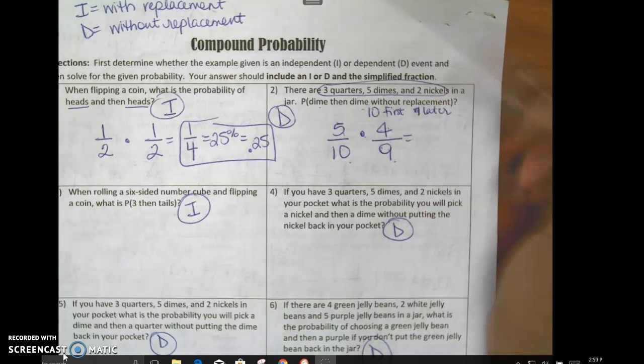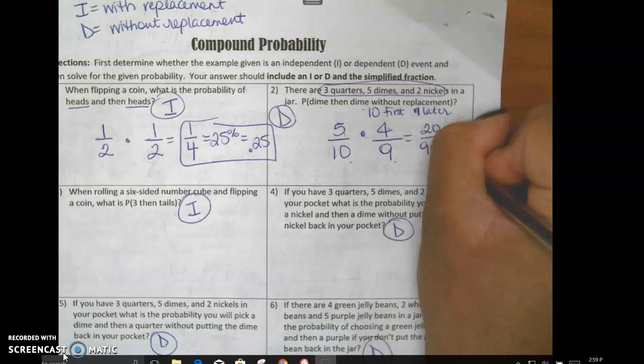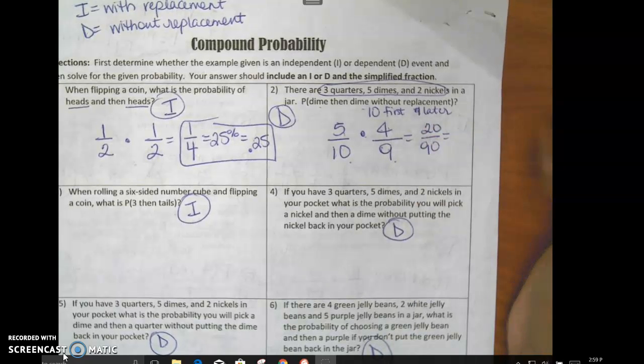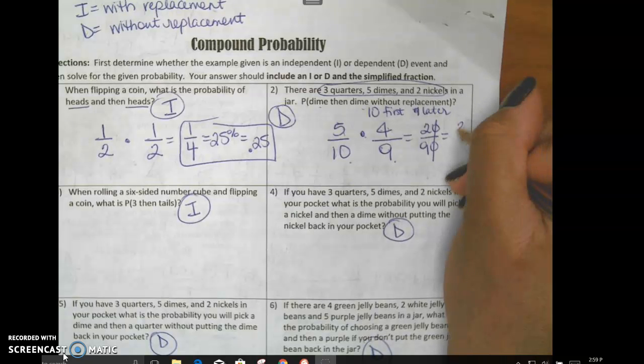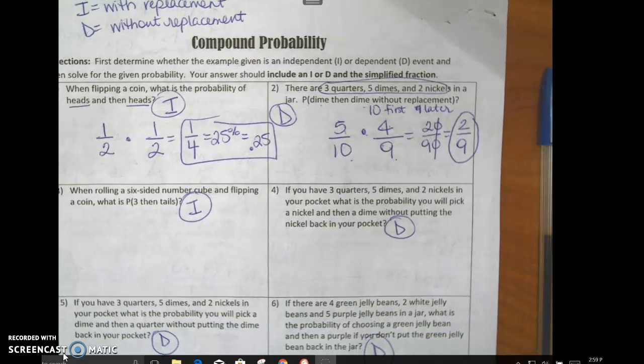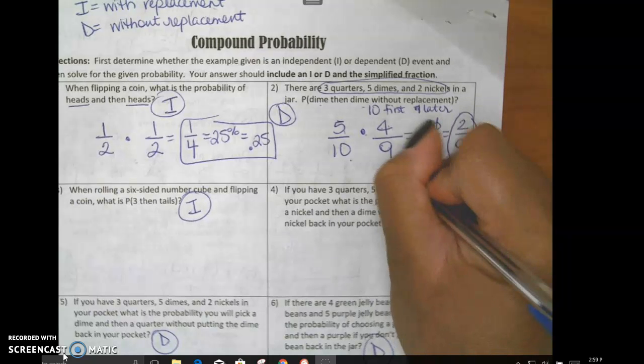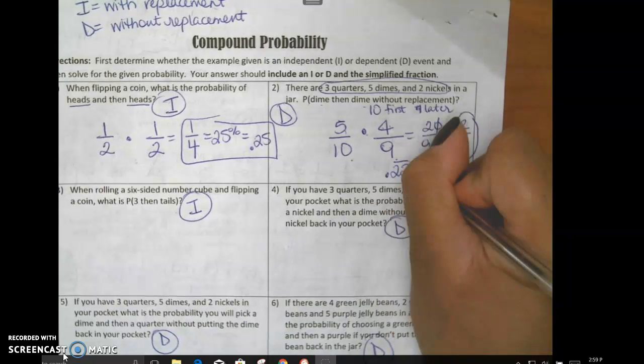What's 5 times 4? And what's 10 times 9? What can I do to simplify? By 10. Cross out the zeros. What's left? 2 ninths. Good. And what would this be as a decimal? What'd I tell y'all about the ninths? Yes. 0.22 repeats. And what would this be as a percent?